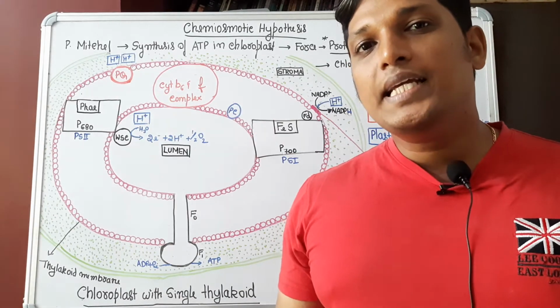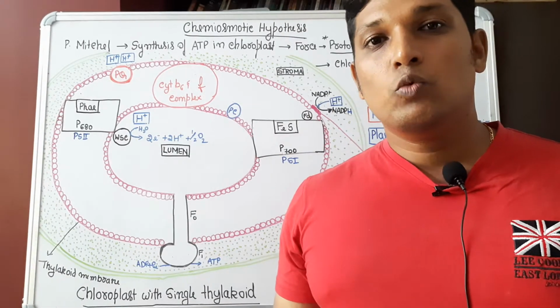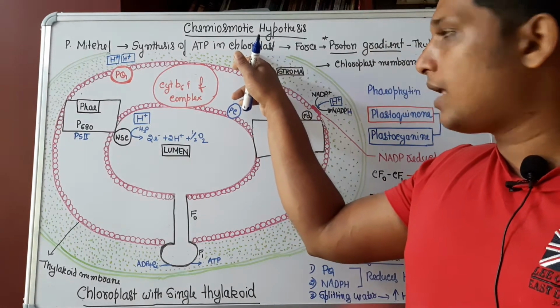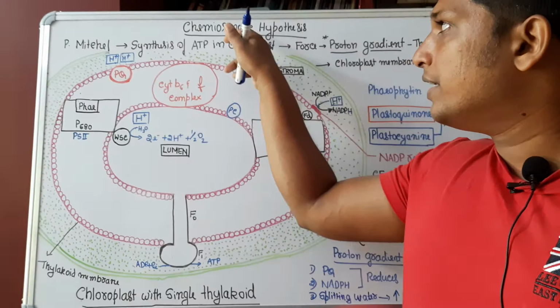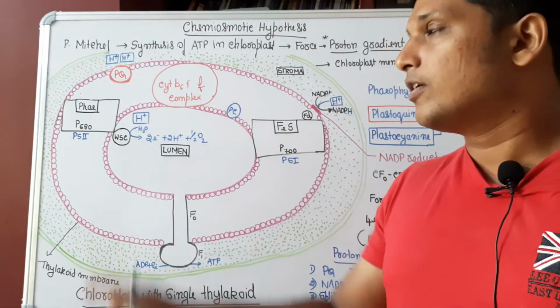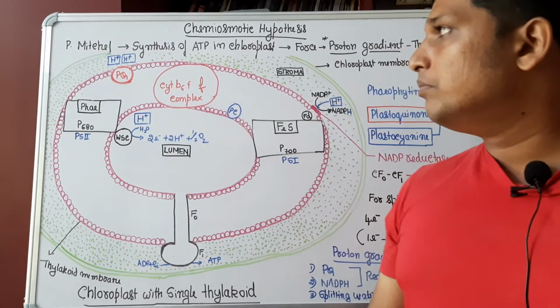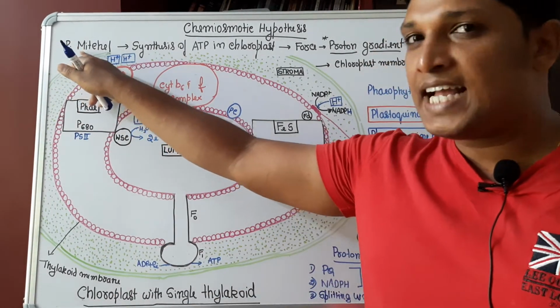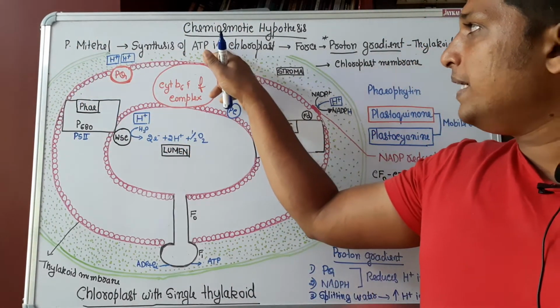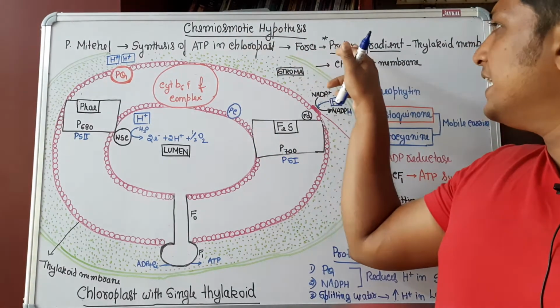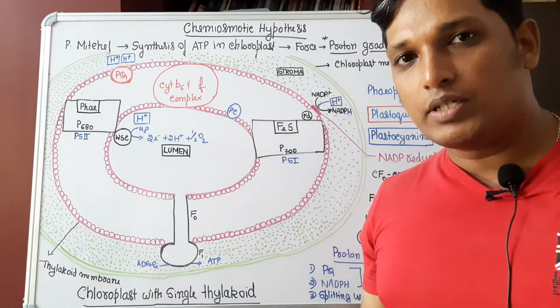How is ATP produced? Where is it produced? In the chloroplast. How ATP is produced in the chloroplast, that is explained through one hypothesis known as chemiosmotic hypothesis. It was proposed by Peter Mitchell. He says that ATP is synthesized in the chloroplast because of the proton gradient force that is developed.